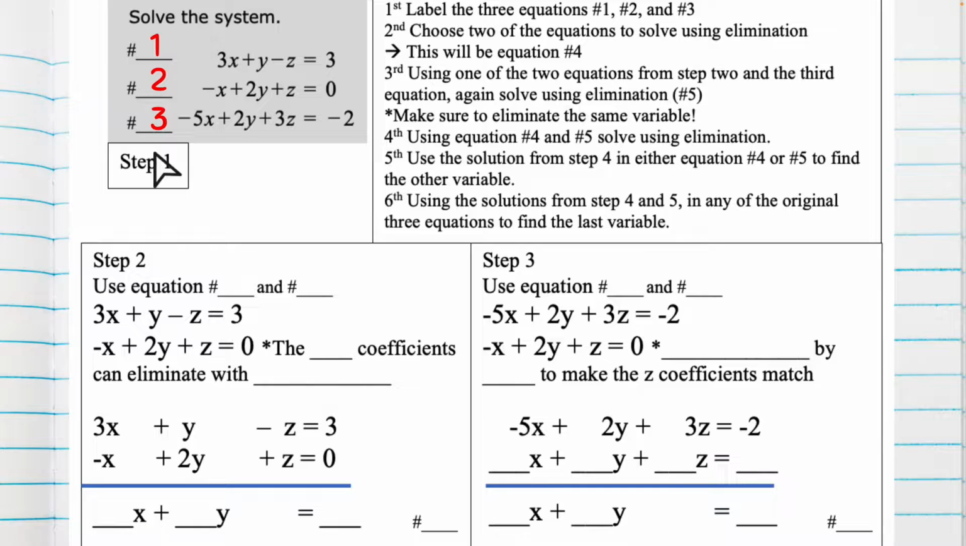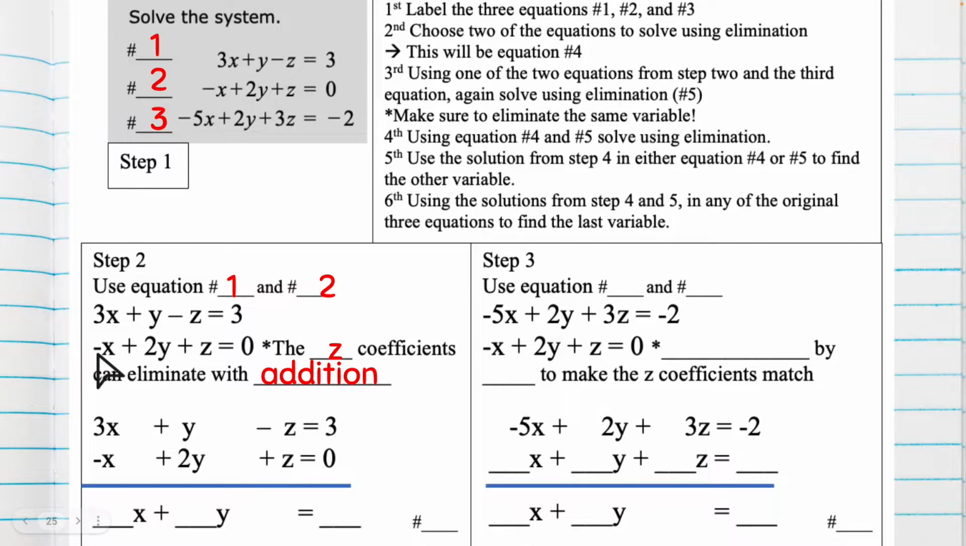Now, step number 2, we're going to choose two of the equations to solve using elimination. And this will be equation number 4. So we're going to create a new equation after eliminating. You want to choose equations that have something that's easy to eliminate. If I look at equation 1 and 2, there's something that is going to eliminate very easily, which is negative z and z. If I were to add those together, I'd get 0. So we want to add the two equations together.